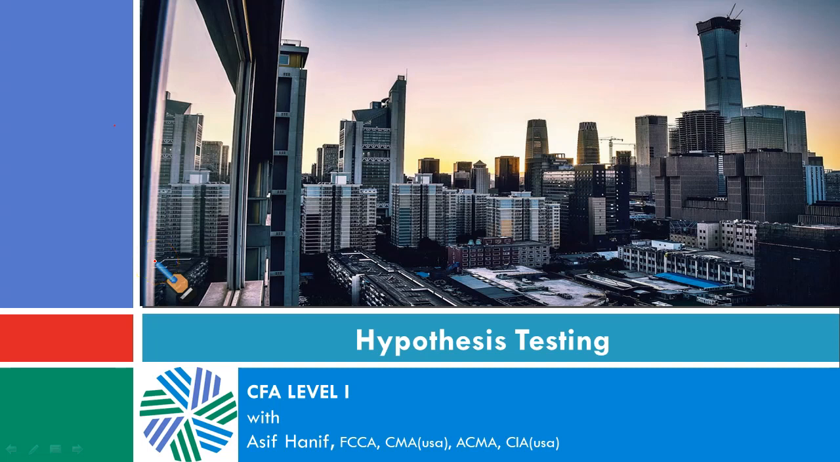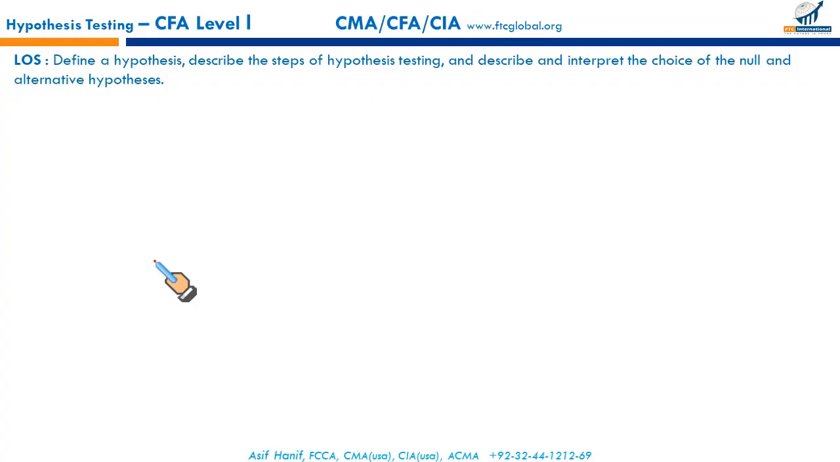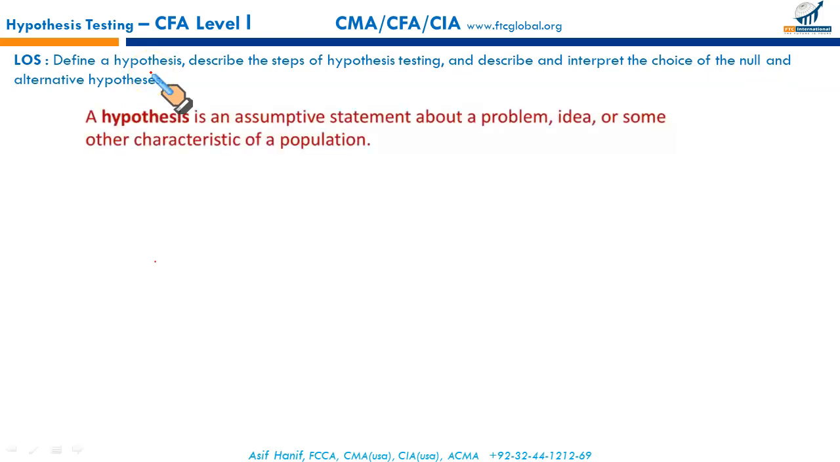Your next reading is hypothesis testing, and let us go by LOS. First, LOS says define a hypothesis, describe the steps of hypothesis testing, and describe and interpret the choice of the null and alternative hypothesis. First, let's define hypothesis. The literal meaning of hypothesis is some assumption, some premise. Let's see how it has been defined here.